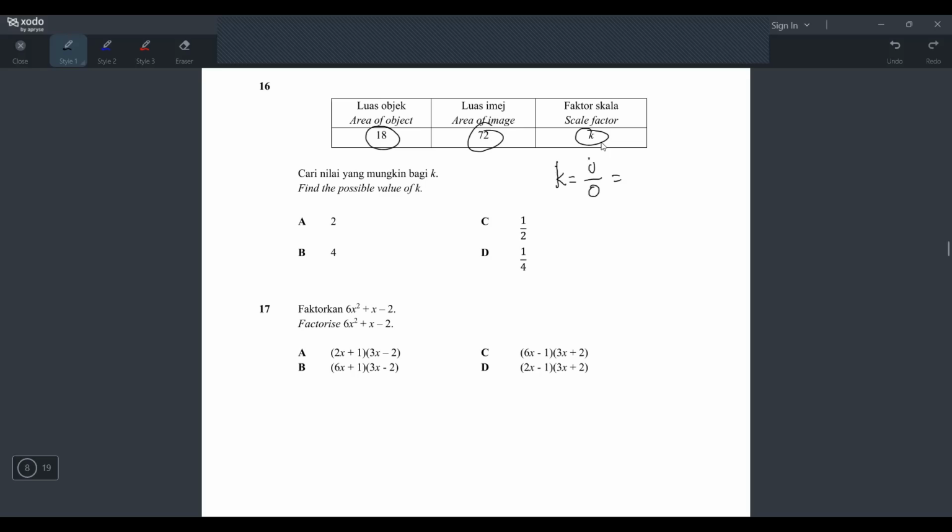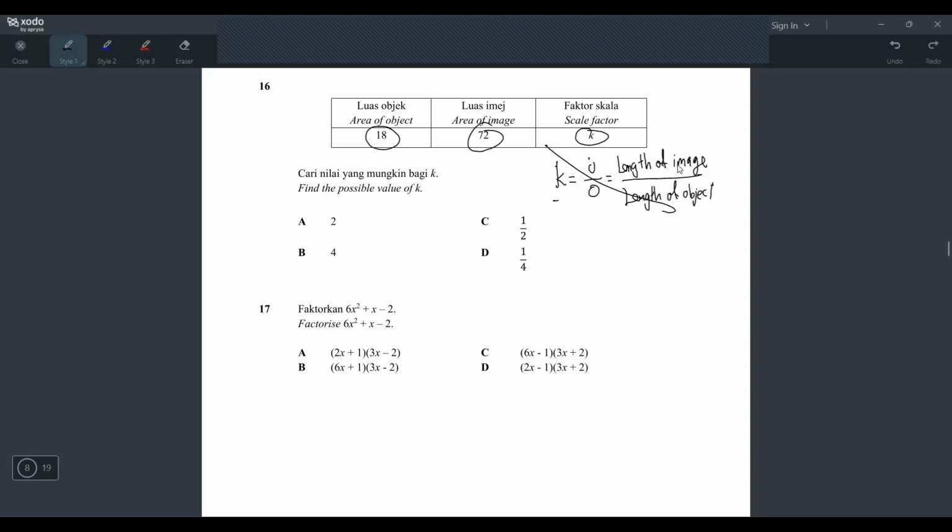So some of you will go and take 72 divide 18, and then you press this. Maybe you get 4, and then you circle B. Wrong, this is wrong. So remember, this scale factor formula, you can only use it when they give you length. This formula is image divide object, but it's actually the length of image divide length of object. So you cannot use area. It's not correct if you do 72 divide 18, because this scale factor formula is to take length of image by length of object.